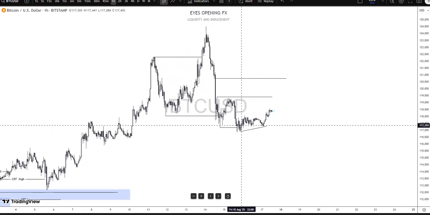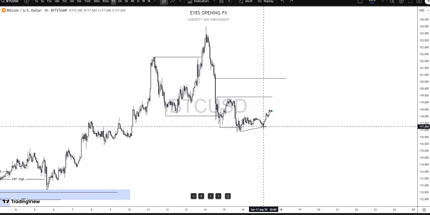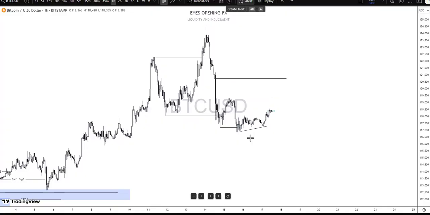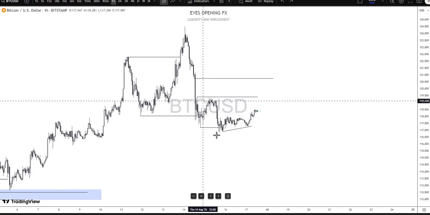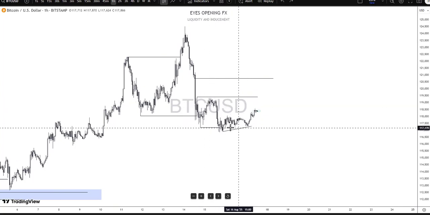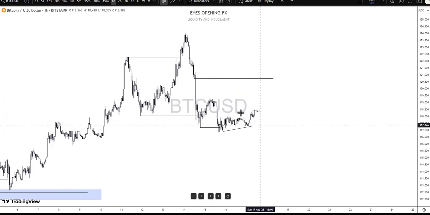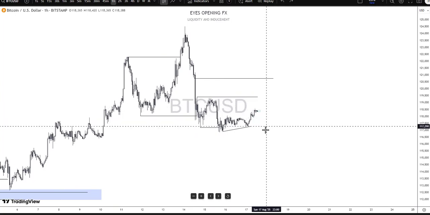So right here we have a low, another low, and two lows right here. So these are clustered liquidity. So we have a cluster of liquidity right here. With this cluster of liquidity, this has given us a short-term idea that market is selling.